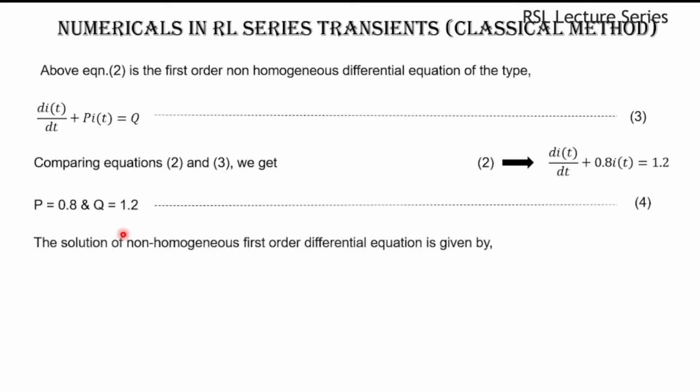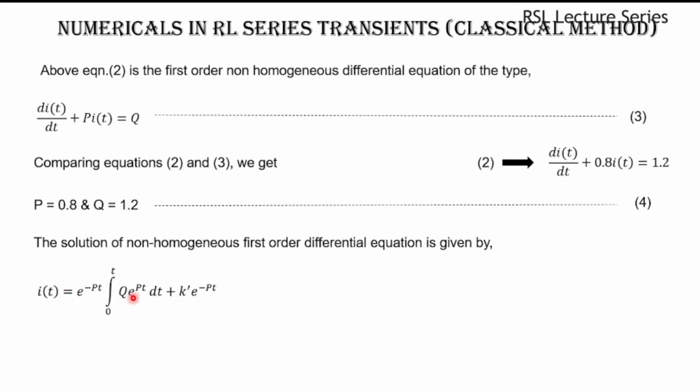Now the solution for this non-homogeneous first order differential equation is given by i(t) = e^(-Pt) ∫ from 0 to t of Q e^(Pt) dt + K' e^(-Pt). So this is the solution for the first order non-homogeneous differential equation.